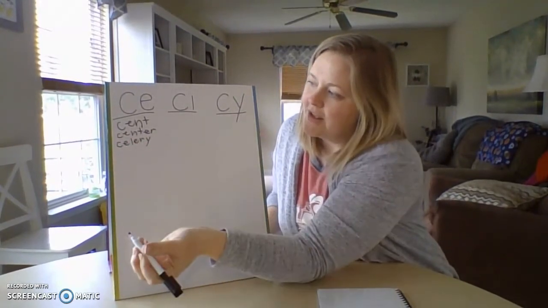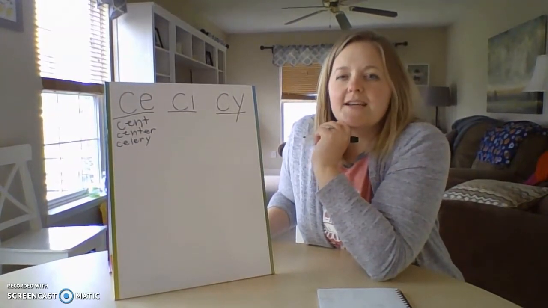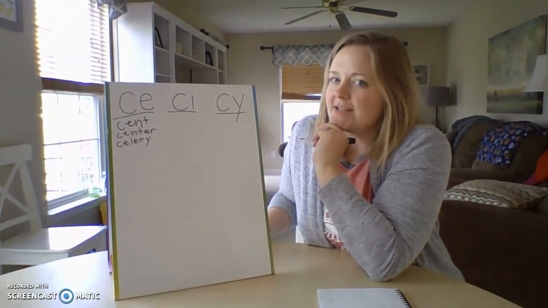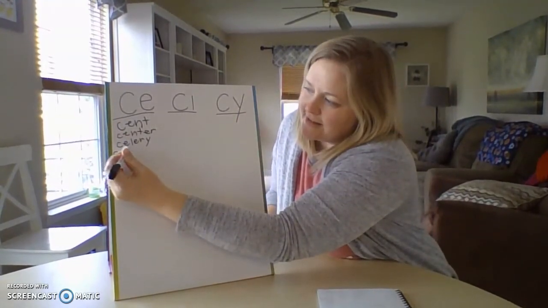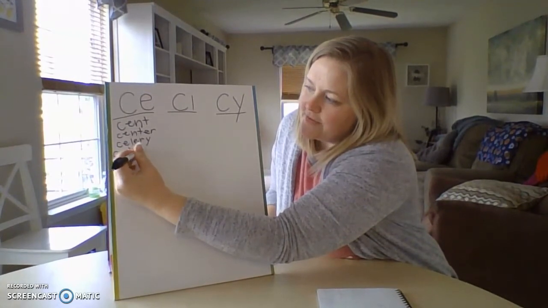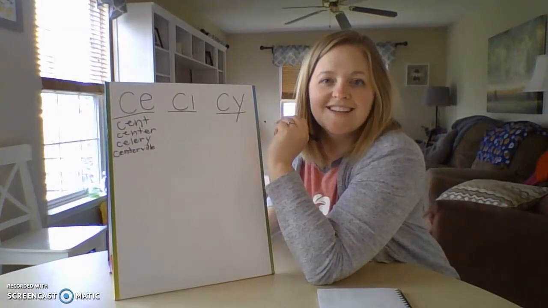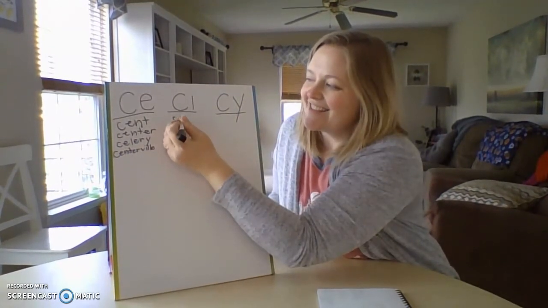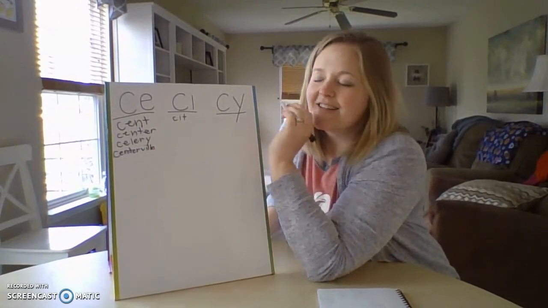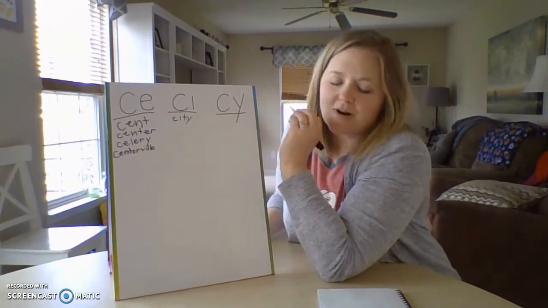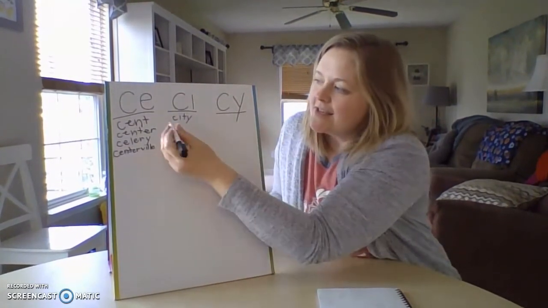Celery. Let's move on to the CI column. What words begin with CI? Our school is in Centerville. Oh, let's add that one over here real fast. And Centerville is the name of the city. S-I-T. And then what's going to say E at the end? The Y, city.